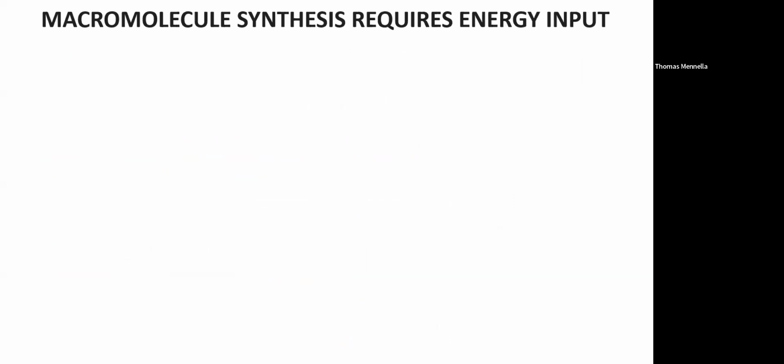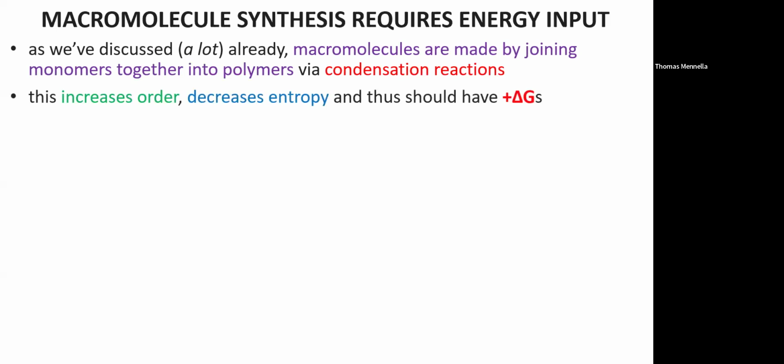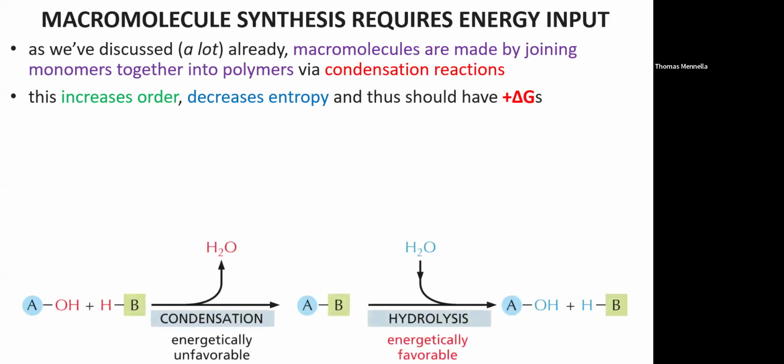All right. So getting back to making polymers, making macromolecules requires energy. We're decreasing entropy, and the only way we can combat that decrease of entropy is by releasing free energy, releasing enthalpy, and getting that delta G negative. We've hit on this a lot. Macromolecules are made by joining monomers together into a polymer, almost always by a condensation reaction. Water is released, and in doing so, you're going to decrease entropy, and that reaction is going to be non-spontaneous. And that's the reaction we see here.